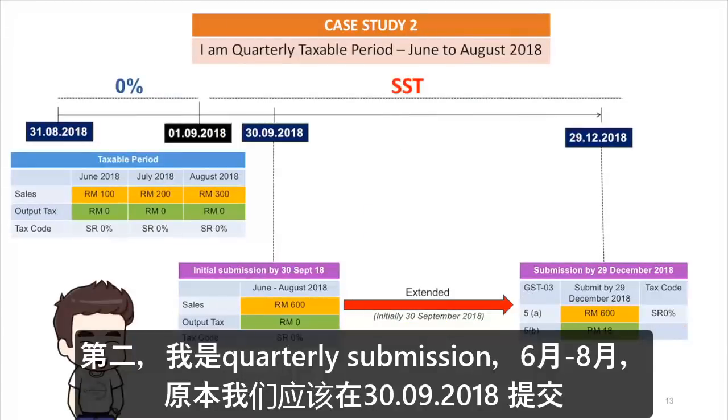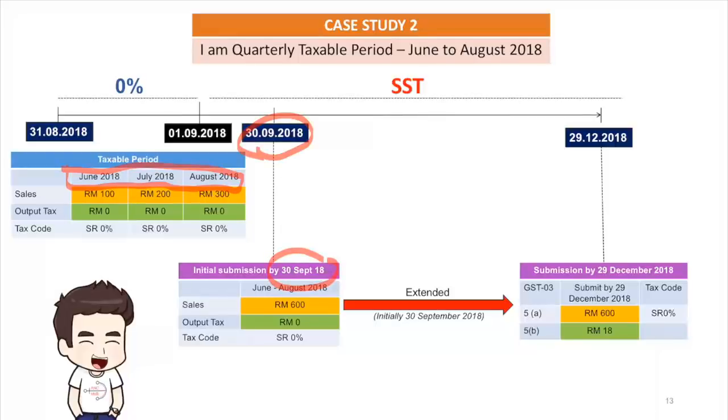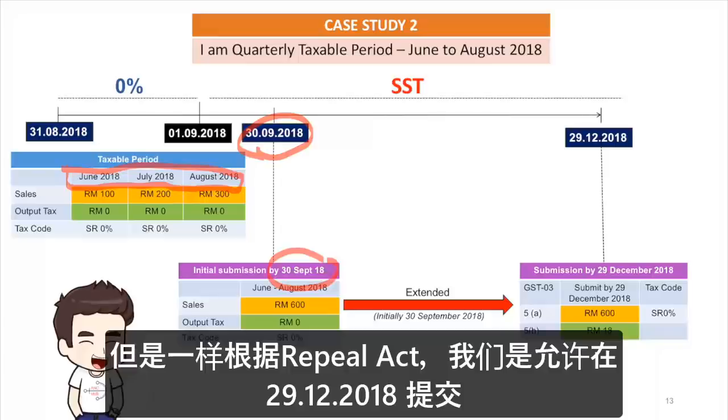Case study number 2. I'm a quarterly taxable period, June to August 2018. So for June to August 2018, my initial submission is by 30th of September 2018, correct? But again, due to the GST Repeal Act, I'm allowed to extend until 29th of December, so this 30th of September is no longer relevant.